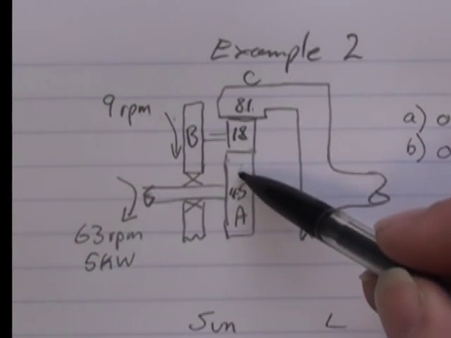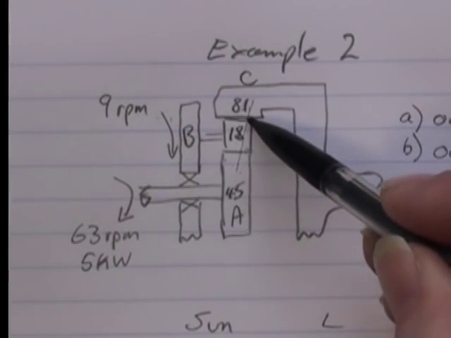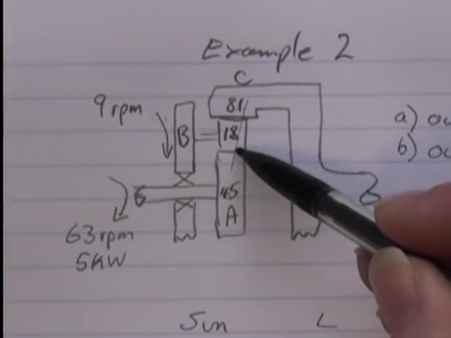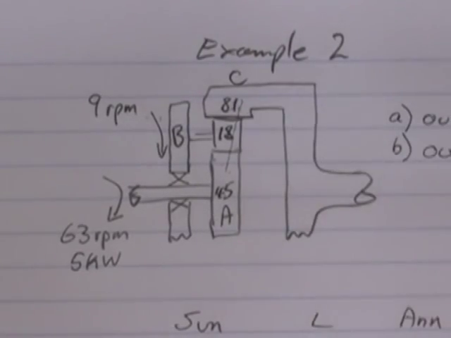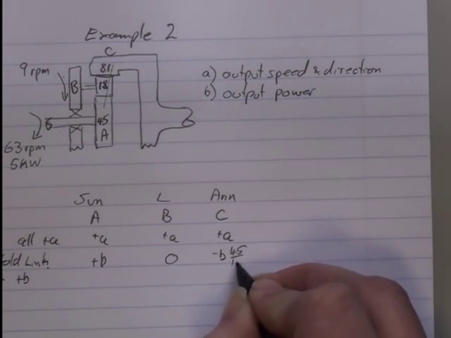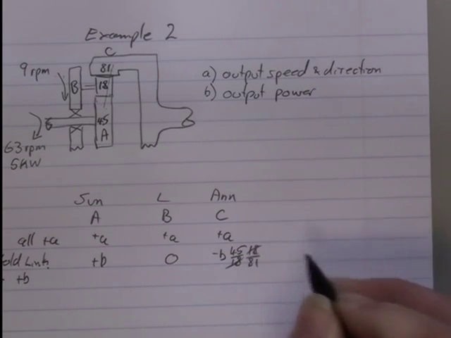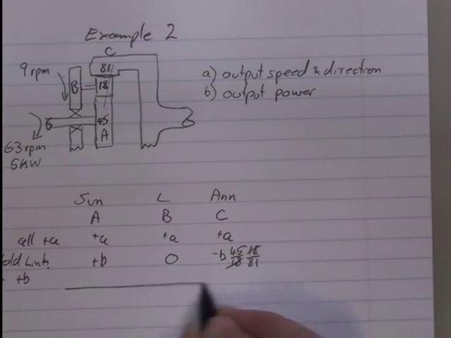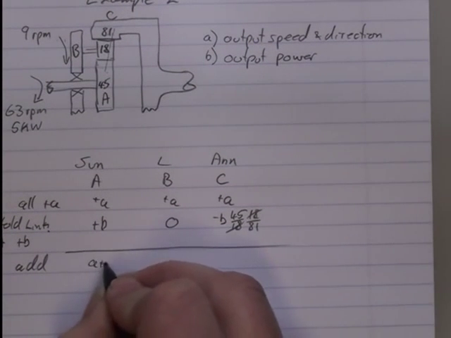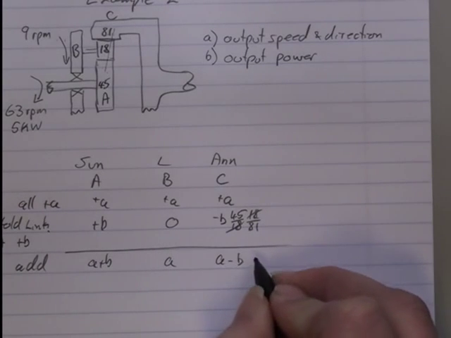Draw a line between the two and write the numbers in that order. Set of meshing teeth here, set of meshing teeth there. 45 over 18 times 18 over 81. Take those out. Next part is to add A plus B, A minus B times 45 over 81.